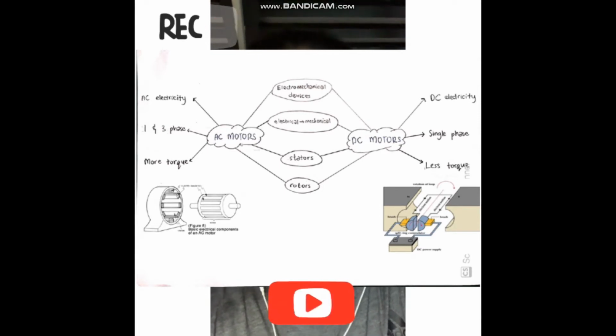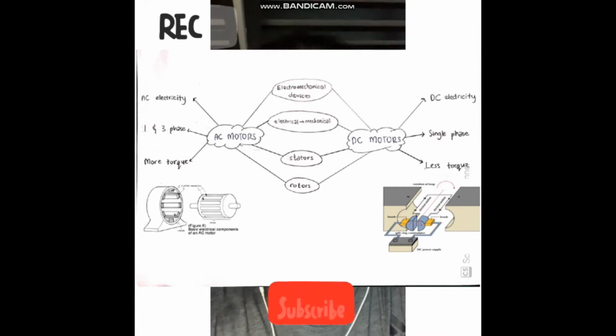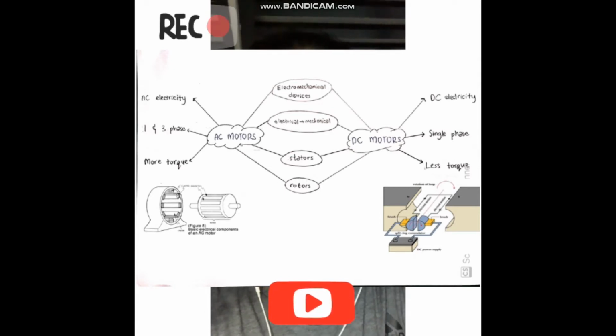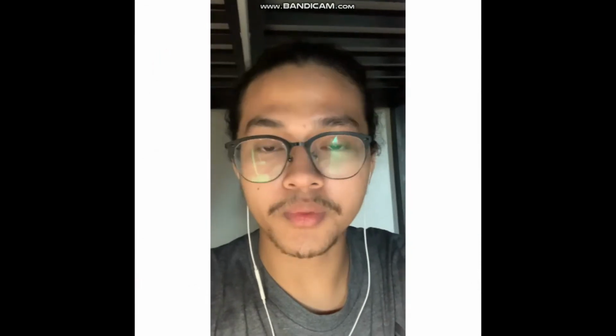First, the AC motor. The AC motor uses AC electricity or AC current. It is 1 and 3 phase and it generally produces more torque compared to its counterpart. The DC motor only runs on DC electricity. It is a single phase and it generally produces less torque compared to the AC motor. That will be all from me.